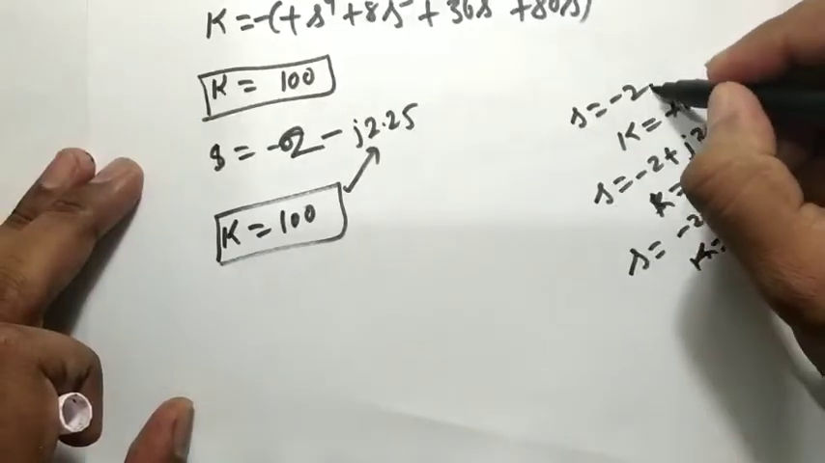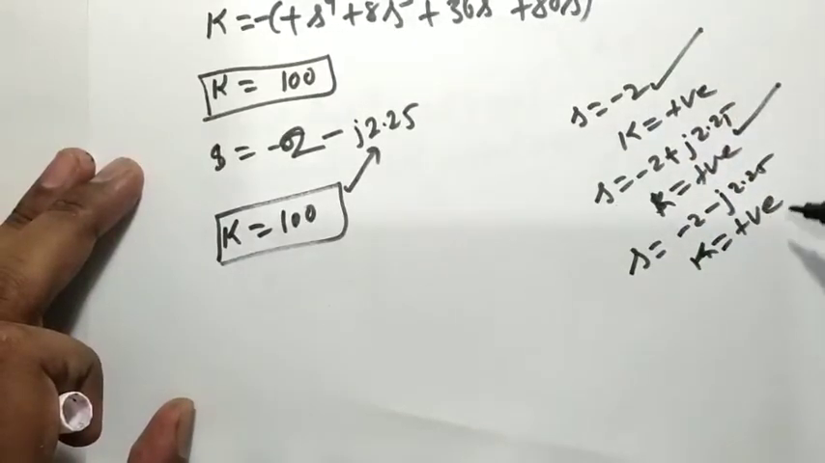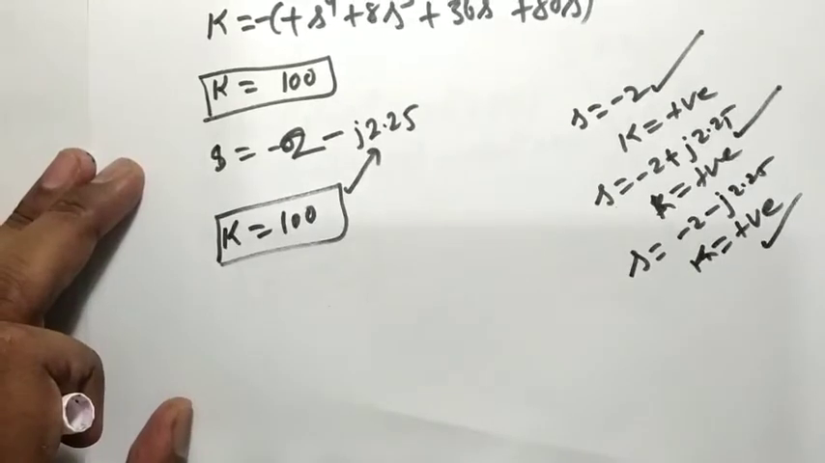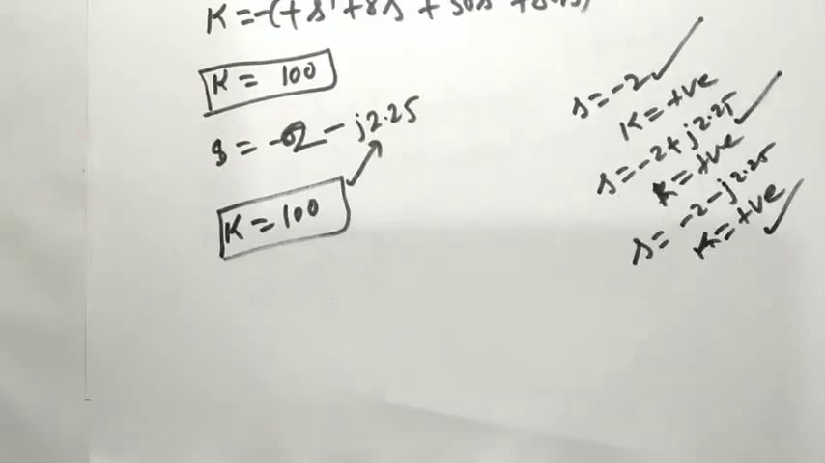So what happened? This is also a breakaway point, this is also a breakaway point, and this is also a breakaway point. Three breakaway points are there. So we are going to look at the breakaway points.